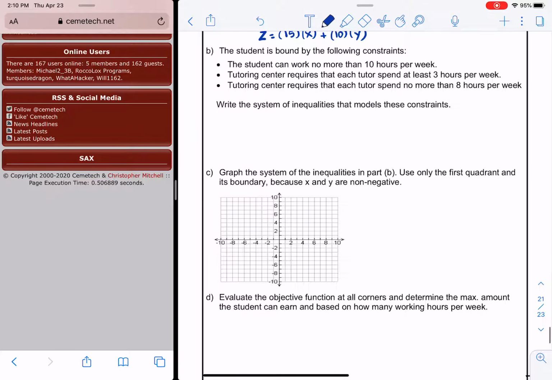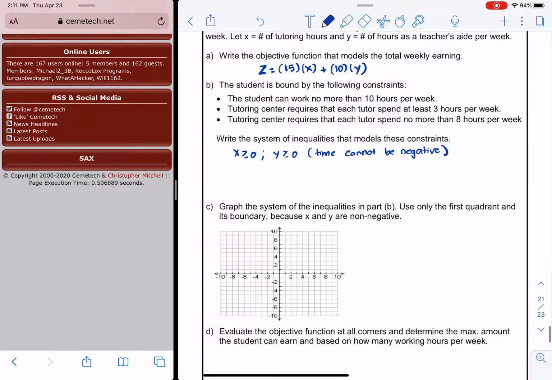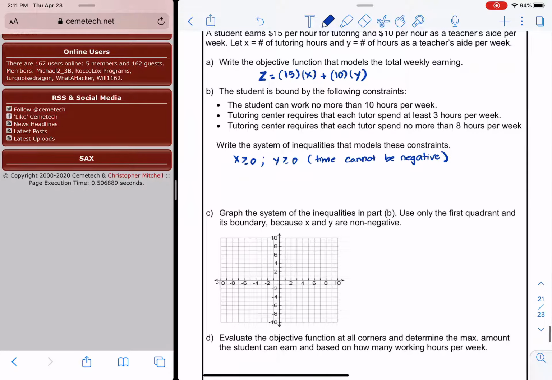And the student is subjected to the following constraints. Naturally, you have to guess that there are two constraints that are not specified here, which would be x greater than or equal to 0 and y greater than or equal to 0. The reason being time cannot be negative. X is the number of hours the student is going to work tutoring, and Y is the number of hours the student is going to work as a teacher's aide.